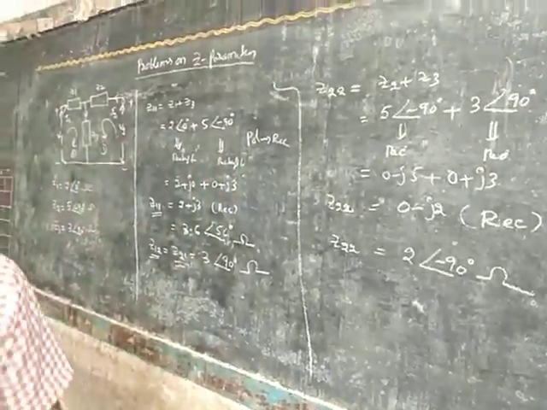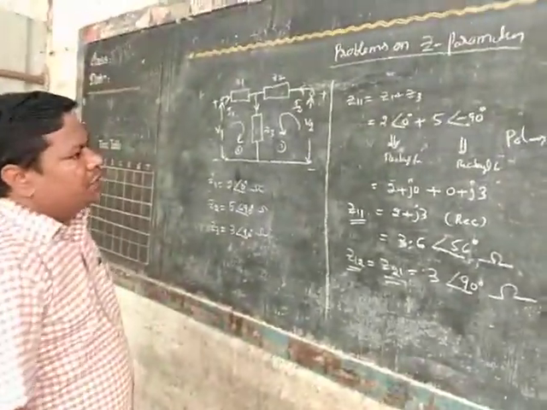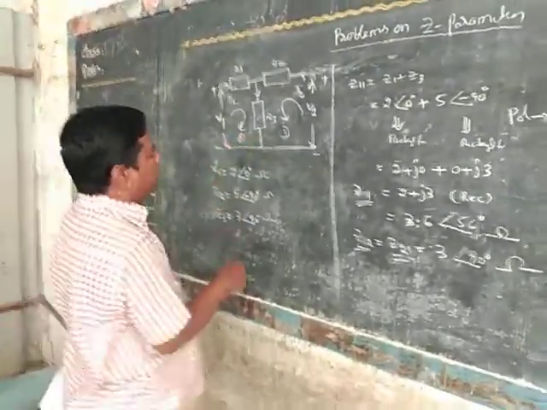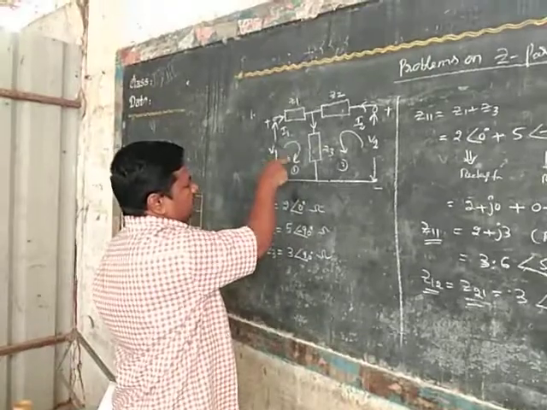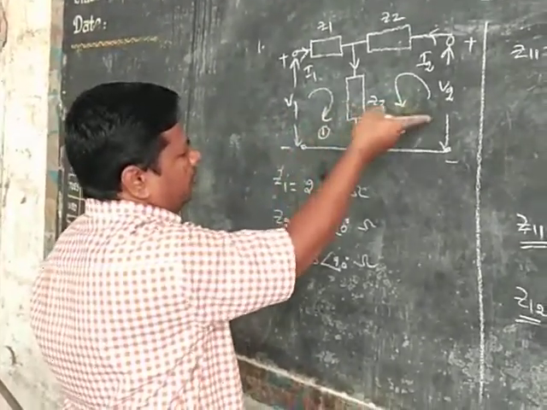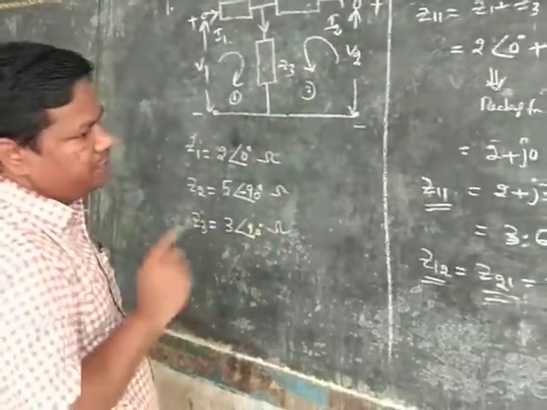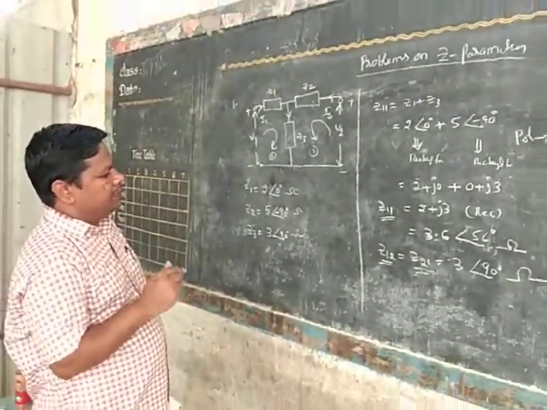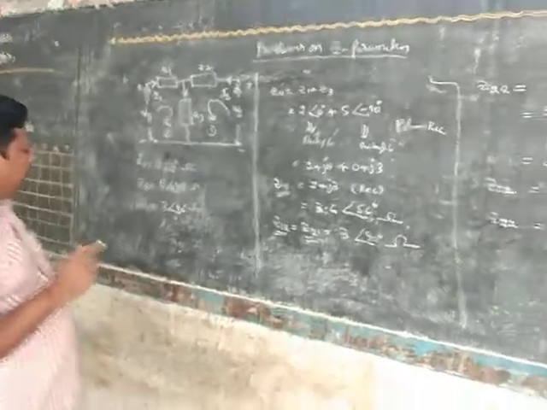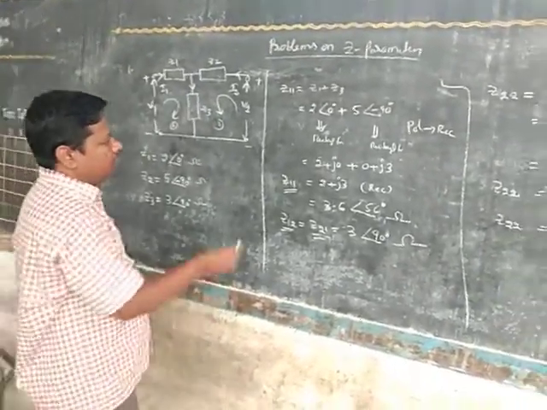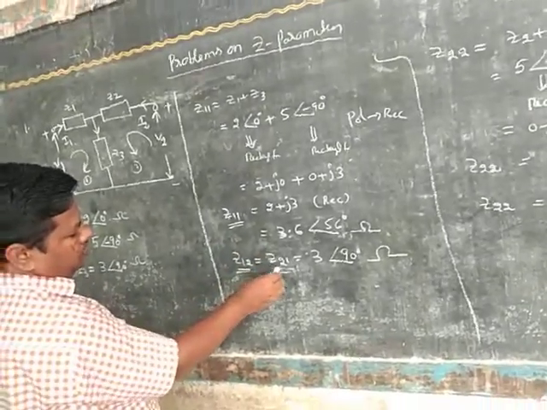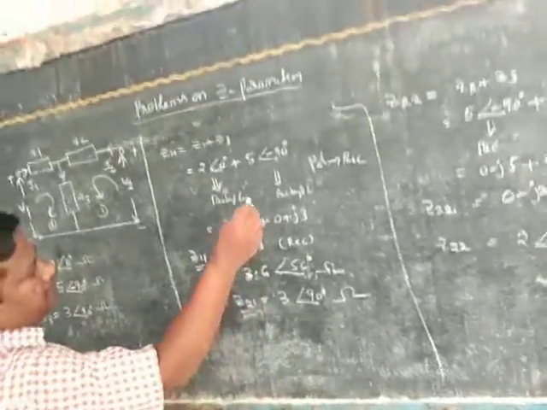Okay, this is the procedure to calculate the Z parameters. First of all, apply KVL to loop 1 and KVL to loop 2 to get two expressions. Compare these two expressions with the standard Z parameter equations. Then you will get the relations: Z11 is equal to Z1 plus Z3, Z12 is equal to Z21 is equal to Z3, Z22 is equal to Z2 plus Z3.